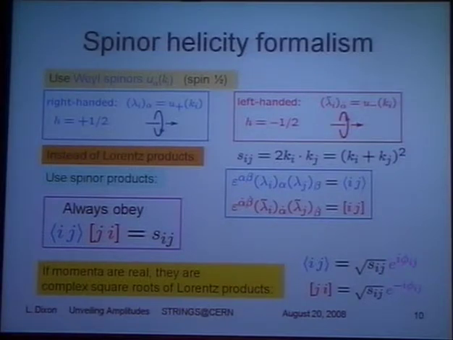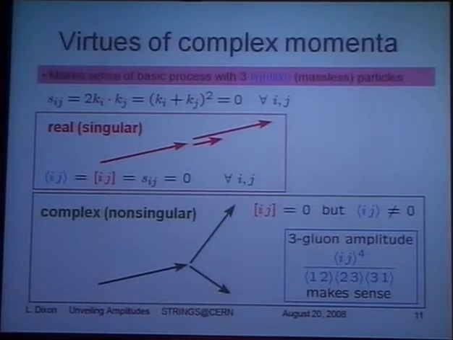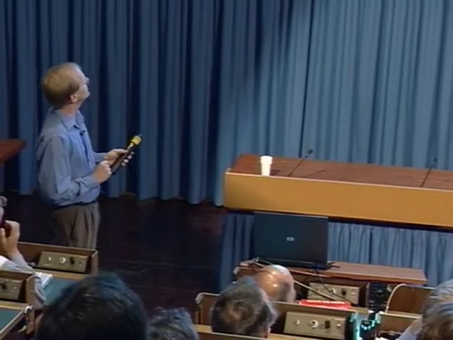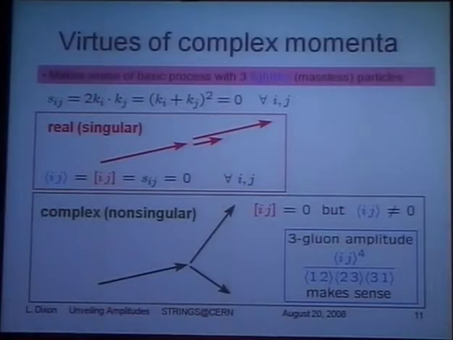But it's very important in this game to think about continuing the momenta to complex values. And one of the most important reasons for doing this is that it makes it possible to write down a fundamental building block for all amplitudes in gauge theory, which is a three-point scattering amplitude. Now, if all the momenta are real, this amplitude actually is completely sick. It doesn't make any sense. And the reason is a kinematic one. If you solve these equations for Sij, that's Ki plus Kj squared, that's also the third momentum squared, that's zero. For all these dot products to vanish with real momenta, they must be collinear. That's a singular configuration where all possible kinematic invariants vanish. So you just can't write anything down.